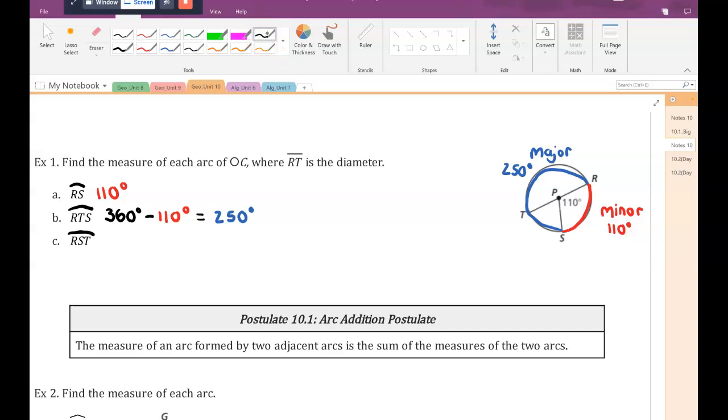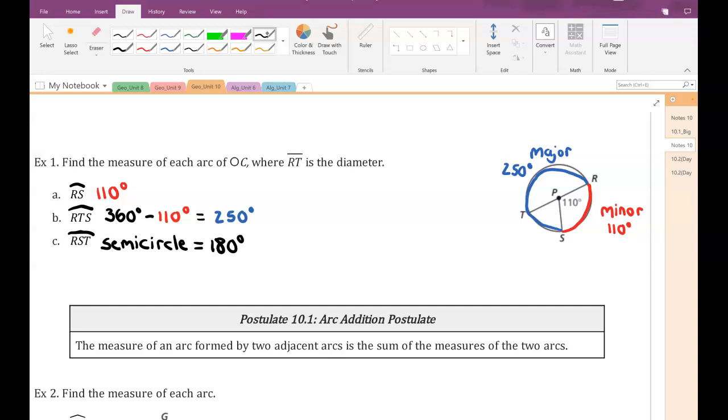Last one, I have to find RST. So now S is in the middle. I still have my endpoints of R and T, so I'm going this way now, here to here. And we're already told that RT is the diameter, so now we're going halfway around the circle. So this is a semicircle, which always has 180 degrees, half of 360. Again, not difficult, just adding and subtracting.